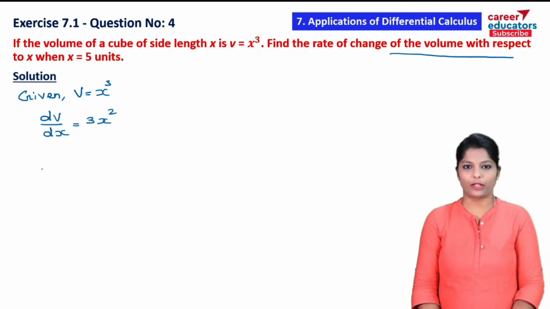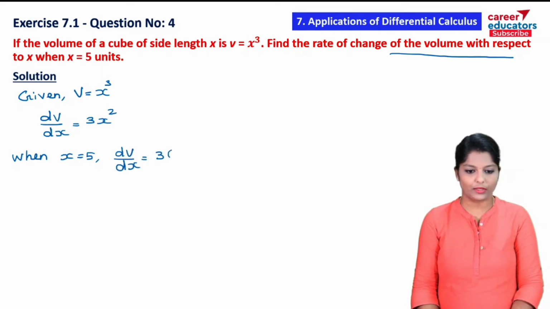Next enna panna porom, dv by dx la x equal to 5 substitute panna porom. When x equal to 5, dv by dx equal to 3 into 5 square equal to 3 into 25 equal to 75 units.